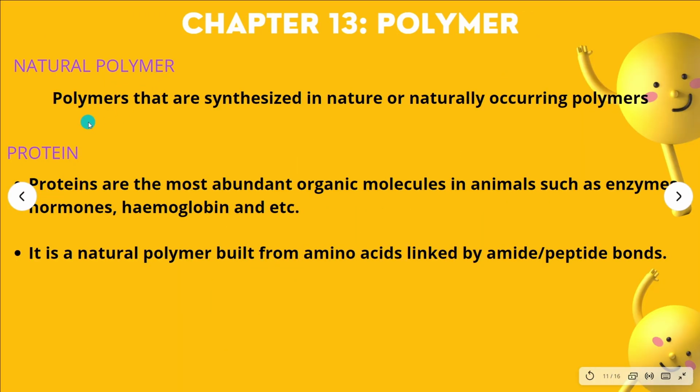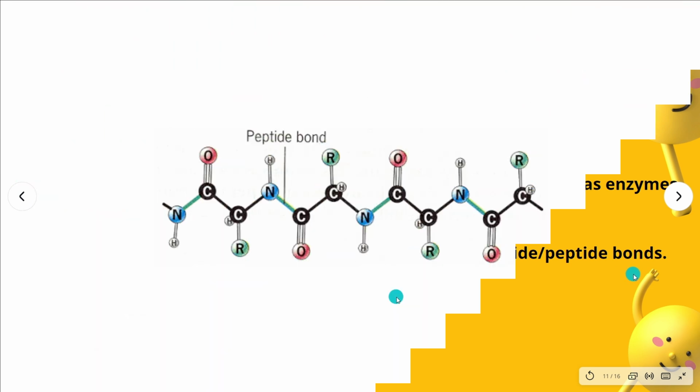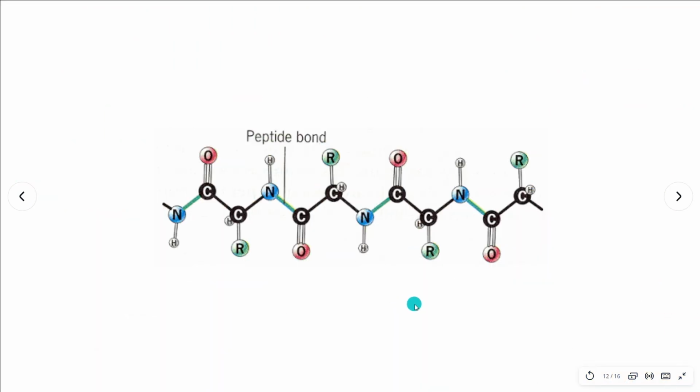Natural polymer. Polymers that are synthesized in nature, or naturally occurring polymers. The example of natural polymer is protein. Proteins are the most abundant organic molecules in animals, such as enzymes, hormones, hemoglobin, and etc. It is a natural polymer built from amino acids linked by amide or peptide bonds. This is the example of protein.